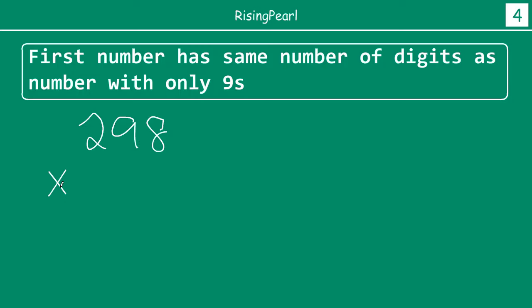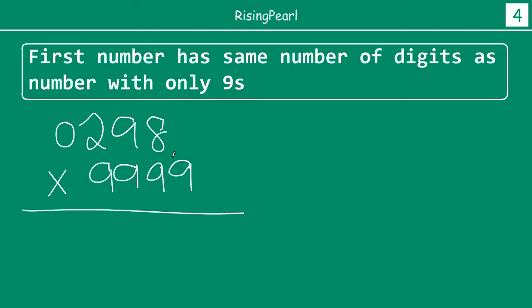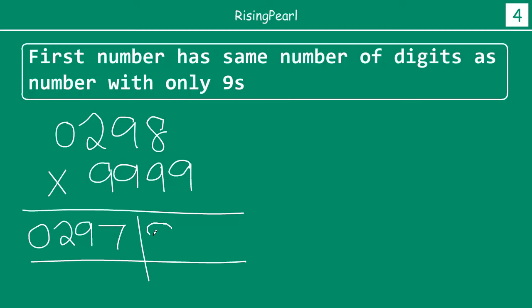298 and let's multiply this by 9999. So we have 4 digits, we have 3 digits. We're going to add one leading 0. And now this will be 2 parts, right? So the first part will be 0298 becomes 0297. And 9 minus 0 will be 9, 9 minus 2 is 7, 9 minus 9 is 0, 9 minus 7 is 2. So the answer, if you multiply these two, will be 2979702.